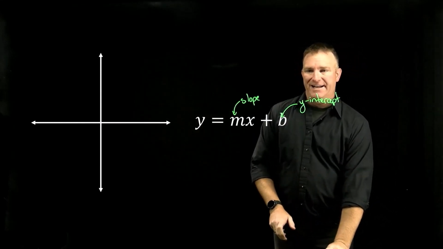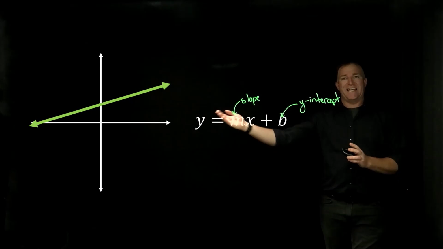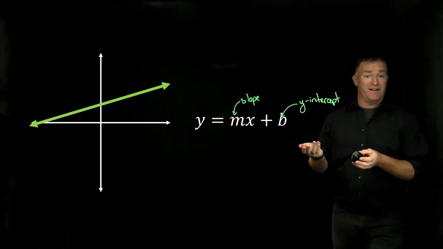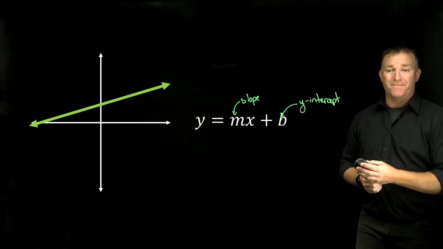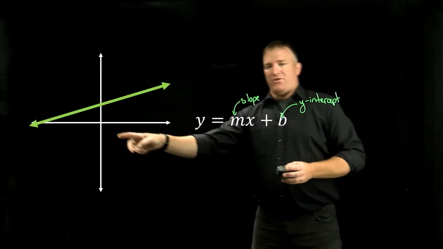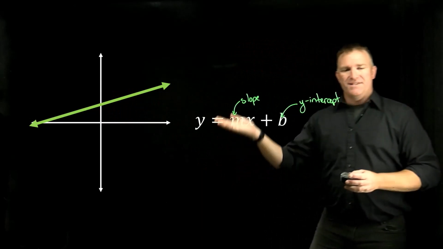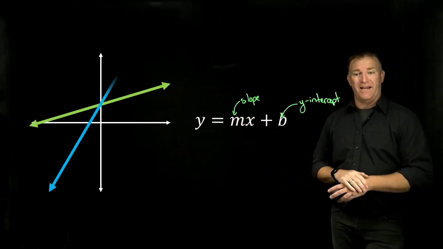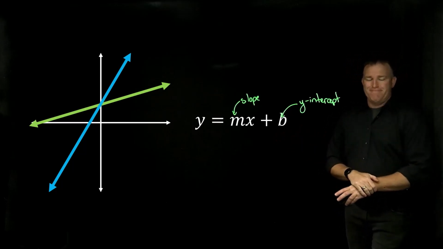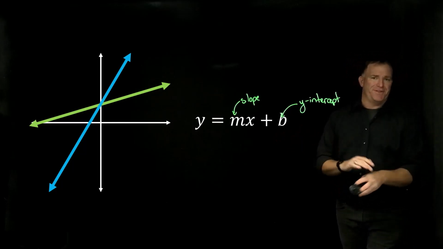So our first line, you'll see, increases as we move left to right on the coordinate grid. So we would expect its slope to have a positive value. The line also crosses the y-axis in the positive range, so we would expect the value of b to also be positive.